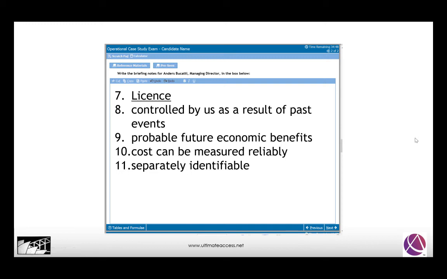Again, the same sort of approach to the license, separately identifiable. I think that you can get quite a lot of marks out of the license part of it, particularly where you're looking, well, in the first case with the brand, you're obviously recognising that it doesn't meet the criteria. The license does. It's got a distinct cost, and then it's going to be amortised over its life.